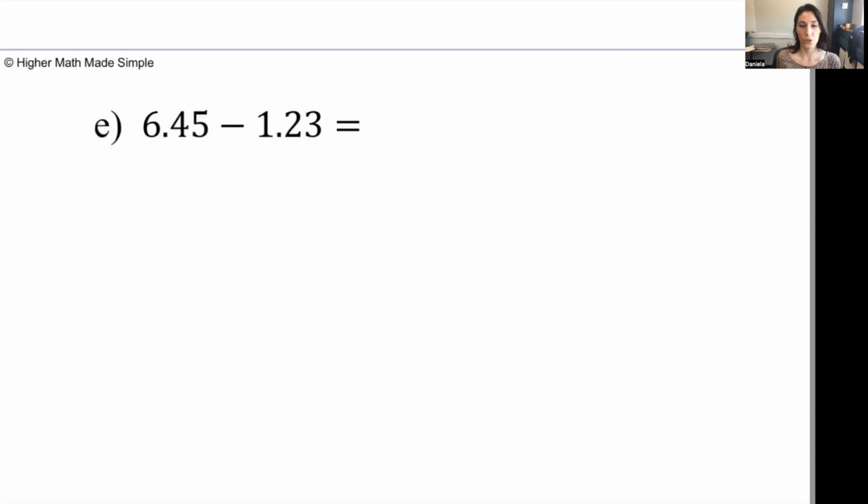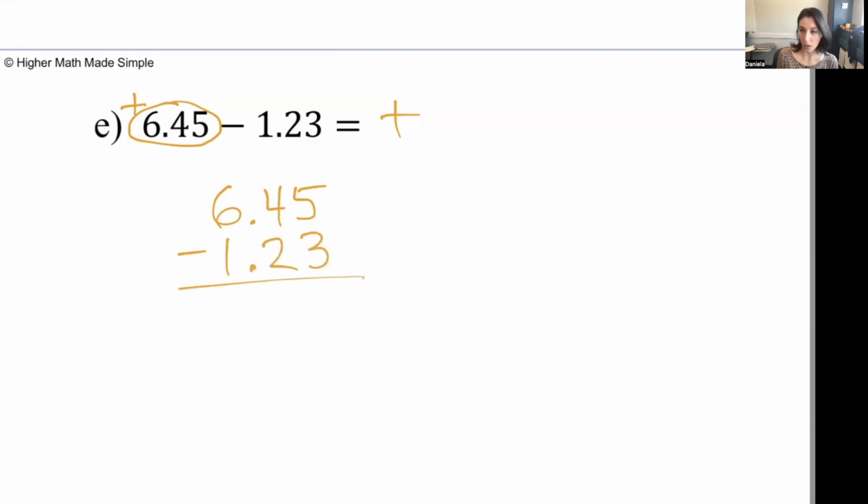So here we have another situation where we have opposite signs, right? The imaginary sign in front of the 6.45 is positive, and 6.45 is bigger than 1.23. And because the sign of the bigger number wins, we know that our final answer will be positive. And again, as I've been saying before, when you have opposite signs, it's technically subtraction, right? And when we subtract, we like to put the bigger number up top. Notice they're already both to 2 decimal places, so they're already stacked. If that wasn't the case, you would just add a 0, so you know that you're subtracting the correct number.